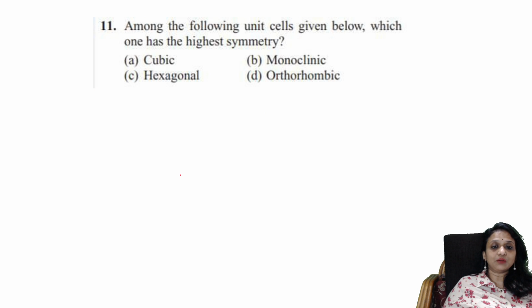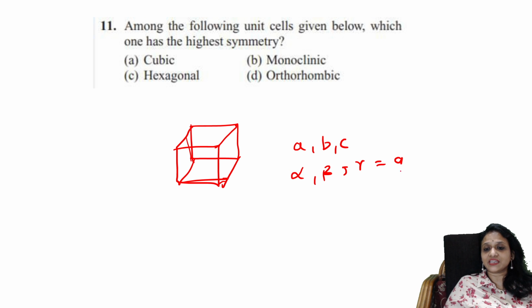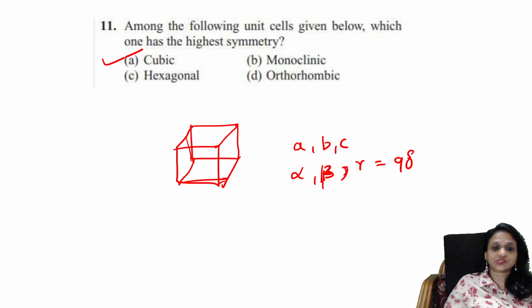Question number 11. Among the following unit cells given below, which has the highest symmetry? Alright students. So basically again Bravais lattices only. Among everything, cubic system has the highest symmetry. If I take the cubic system perfectly, your edge lengths A, B, C are all equal, and alpha, beta, gamma all have 90 degrees. So please note the highest symmetry is for cubic system.